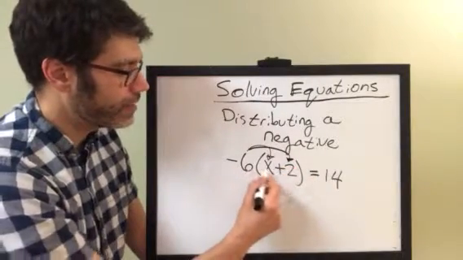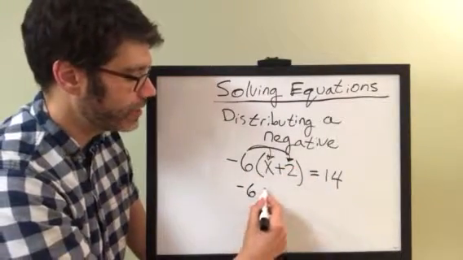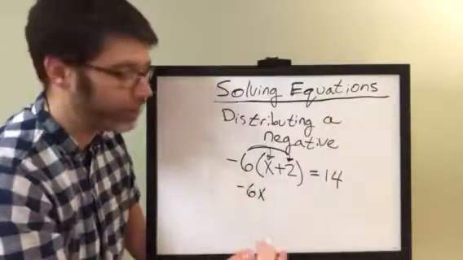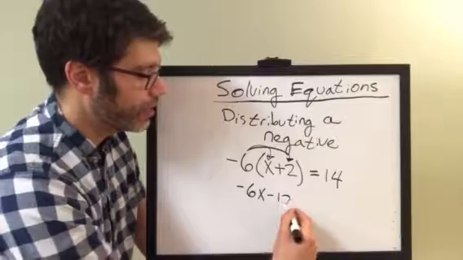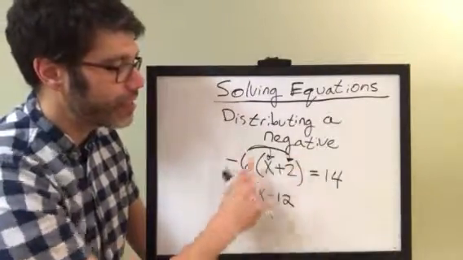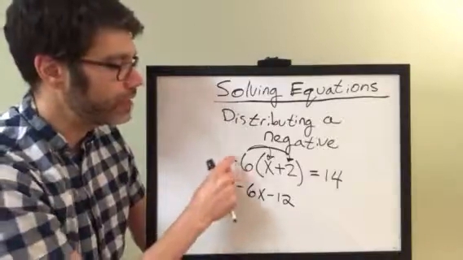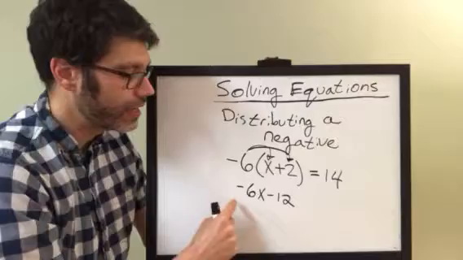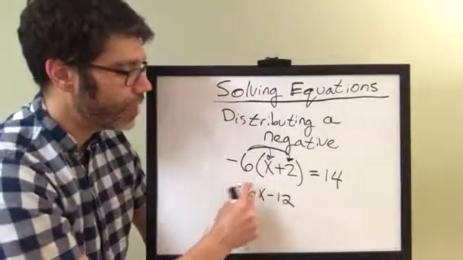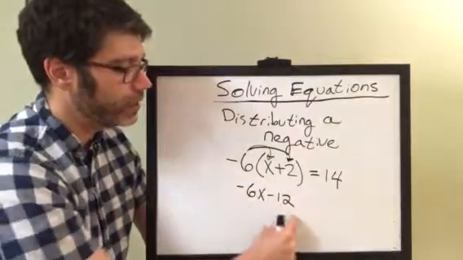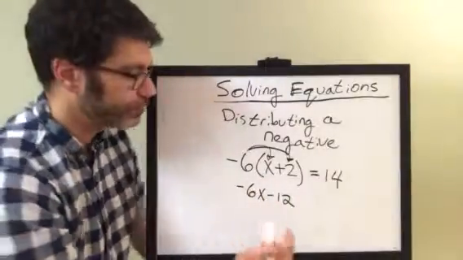We're going to multiply -6 times x first, so it'll be -6x. Then -6 times a positive 2 is a -12. So it's going to be -12. Now we have totally taken away the parentheses because distributing breaks apart the parentheses, and so this is what the expression looks like when it's been completely distributed.